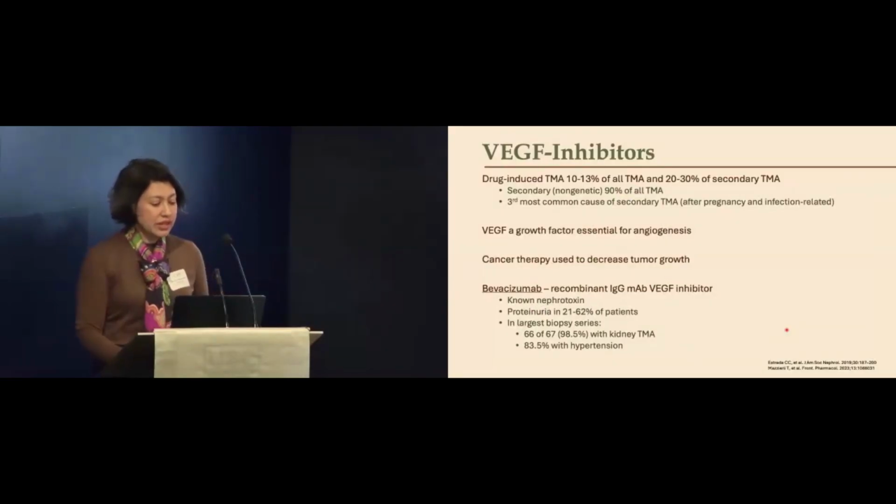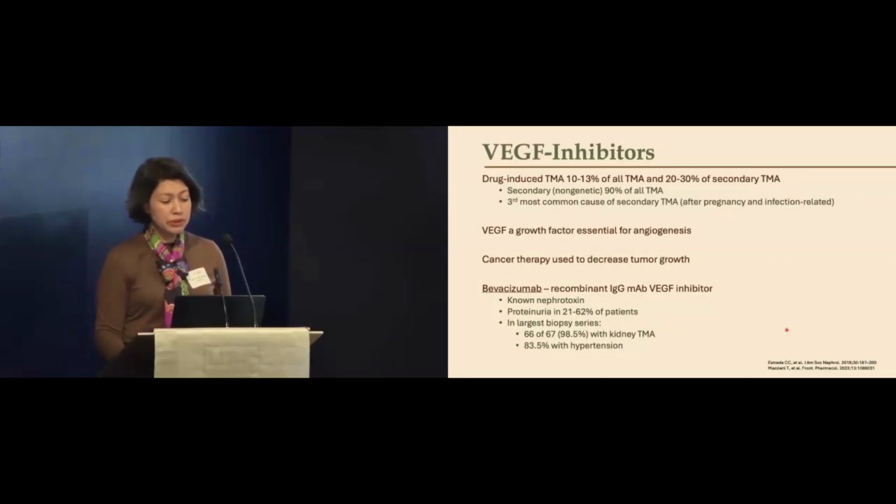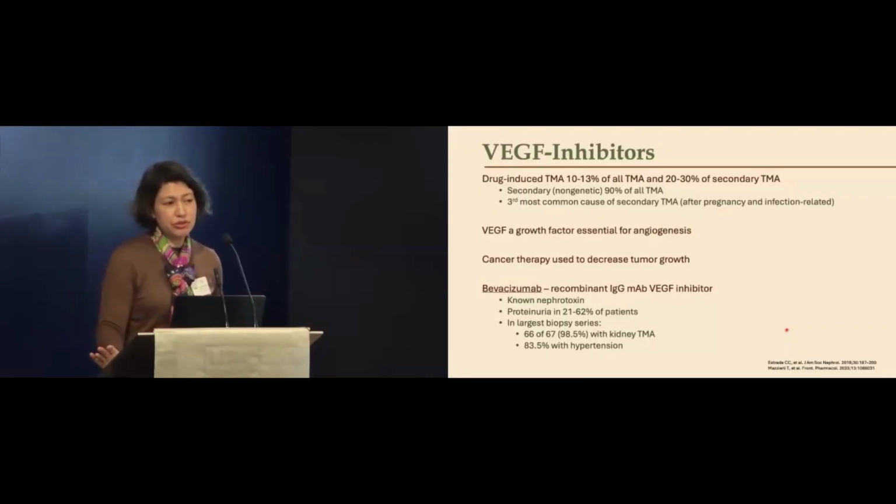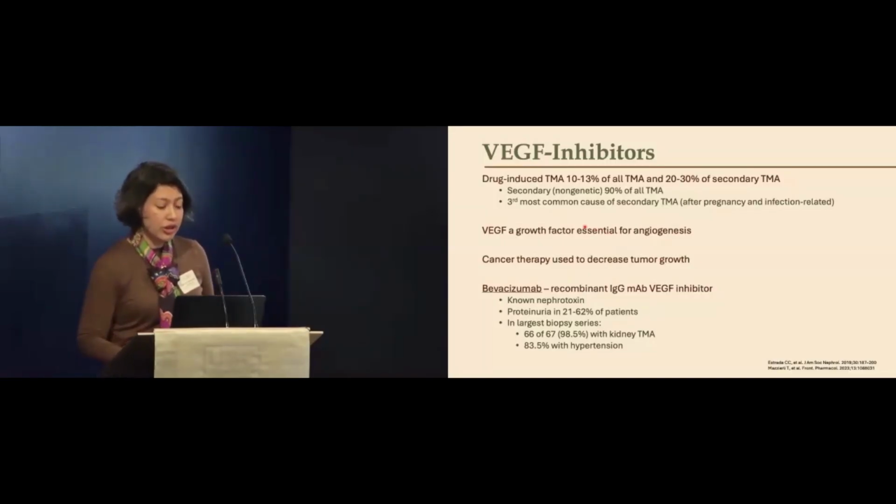And so this patient was previously on bevacizumab, and that's a VEGF inhibitor. Drug-induced thrombotic microangiopathy makes up about 10 to 13% of all TMAs, or about 20 to 30% of secondary TMAs. And we see it not uncommonly in patients receiving checkpoint inhibitors, VEGF inhibitors, and tyrosine kinase inhibitors. Secondary, non-genetic causes of TMA are 90% of all TMAs, and drug-induced TMA is the third most common cause of secondary TMA.